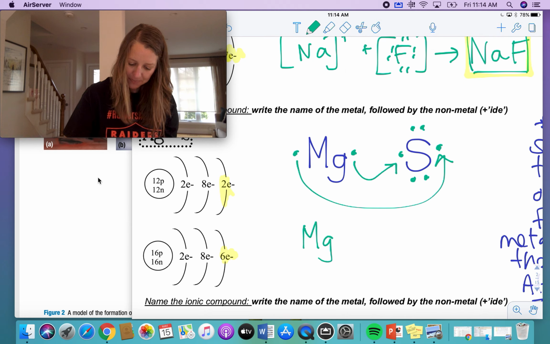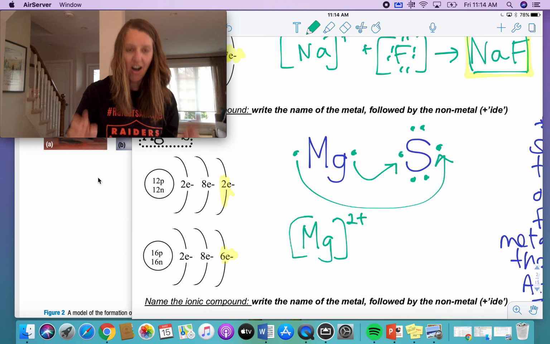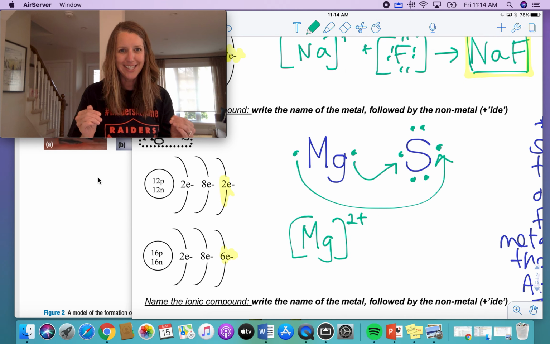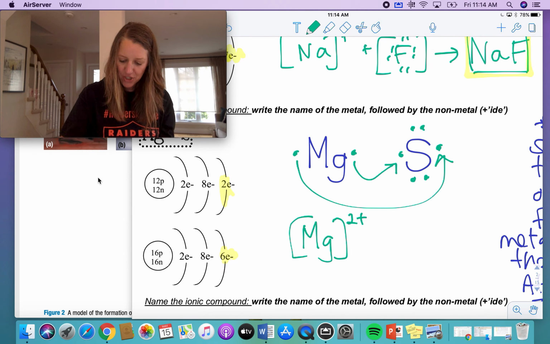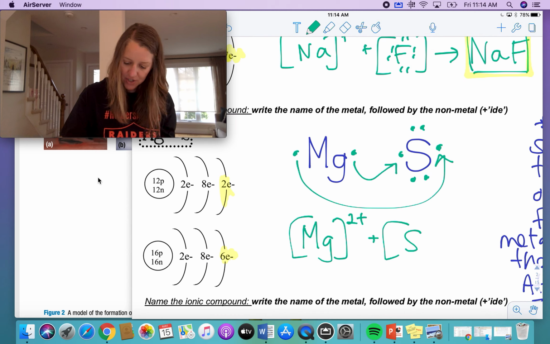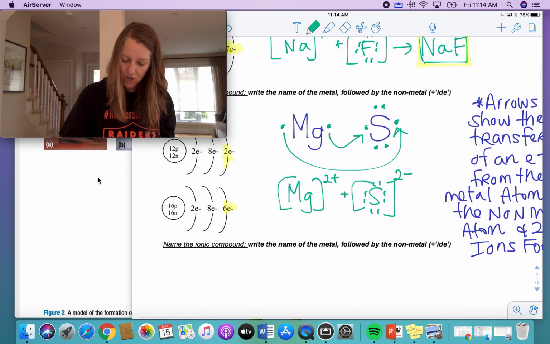My next step, I write down the ions that form, because this is an ionic compound. Okay, magnesium is a 2+ charge. I'm going to add that to sulfur. Fill in your valence electrons now that are completely filled. It has a 2 negative charge.